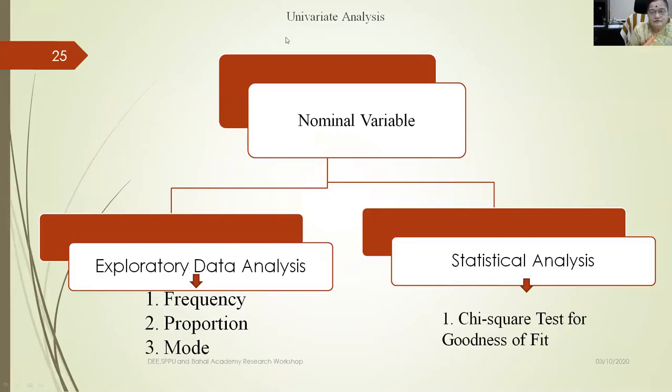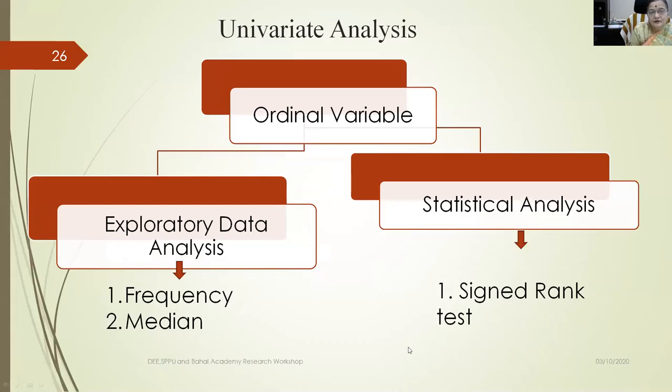When we are dealing with univariate studies, meaning only one variable is involved in our research, and that can be measured on a nominal basis, then frequency, proportion, and mode can be used. And for statistical analysis, the chi-square test for goodness of fit can be used. When we are dealing with a single variable measured on an ordinal scale, then for description of data, frequency and median are appropriate, and for inferential data, the signed rank test is useful or suggested.